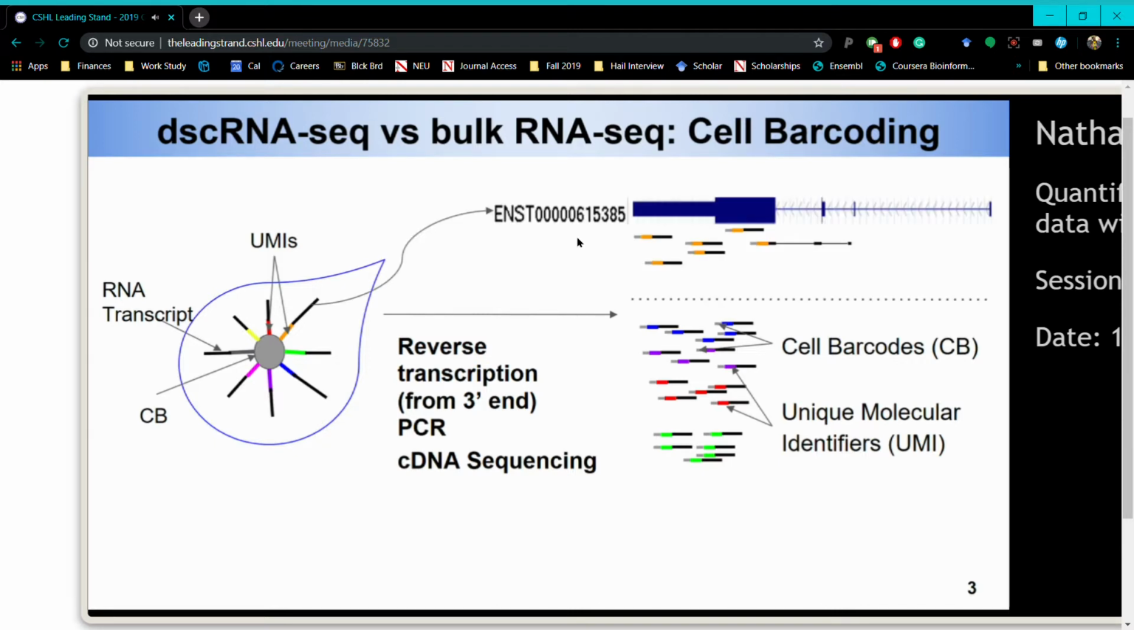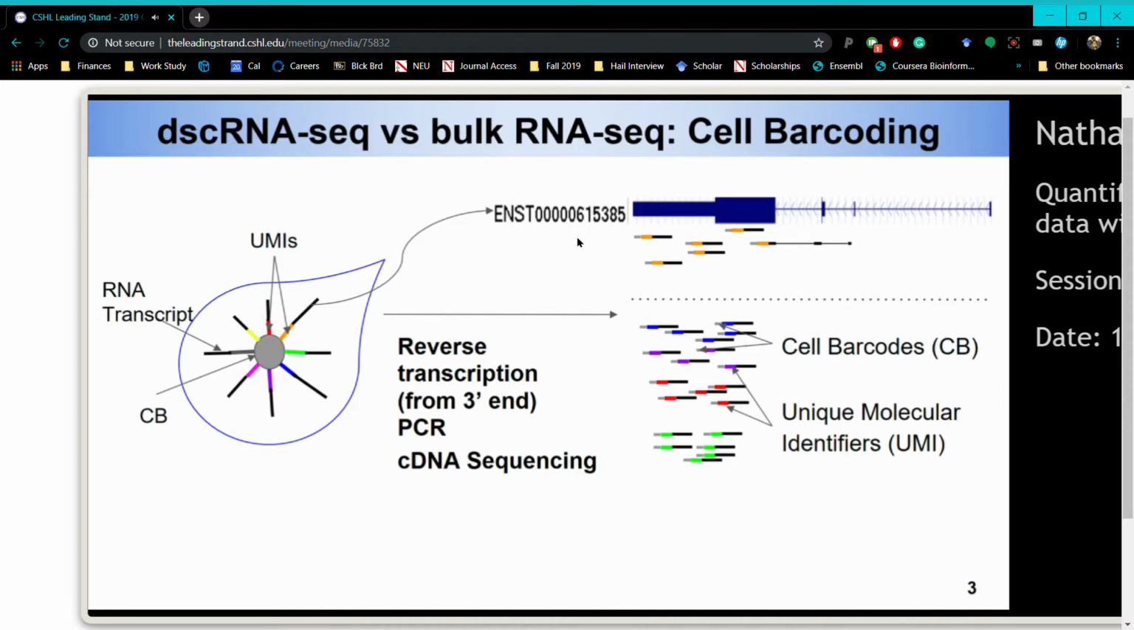As you can see, reads, or the cDNA sequences, occasionally map to distinct regions of the transcript, but there's also the case where these reads are multi-mapping. That means the identity of the transcript that this unique molecular identifier was attached to can't be resolved, and that's where the main problem arises when you're trying to do transcript isoform quantification from single-cell RNA-seq data.